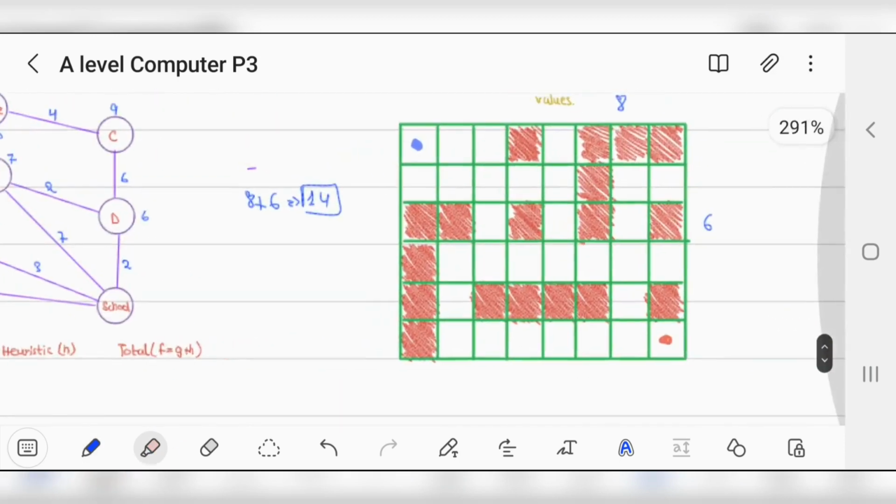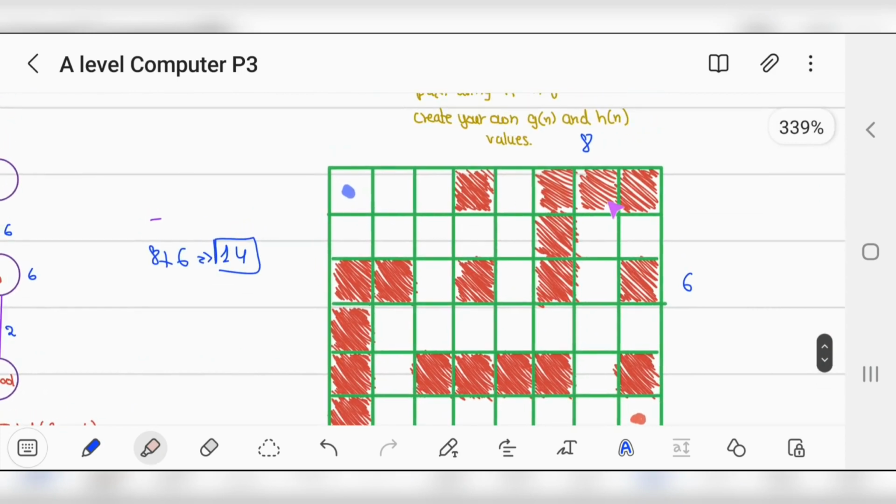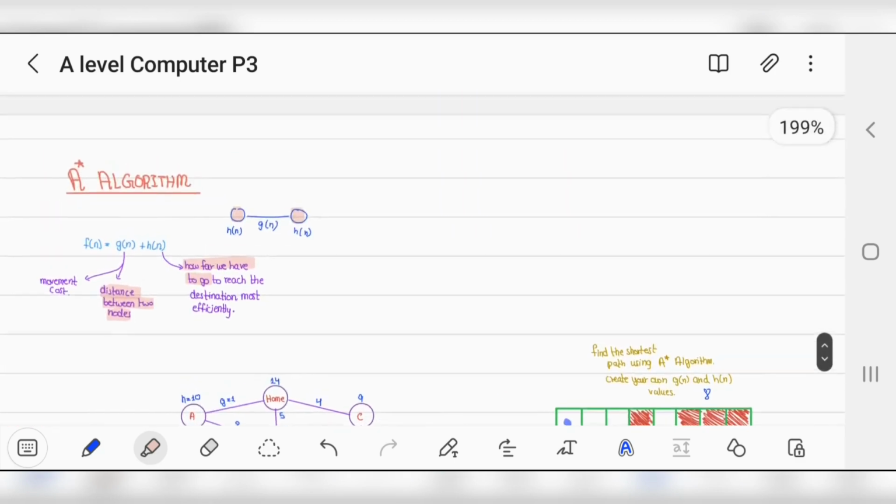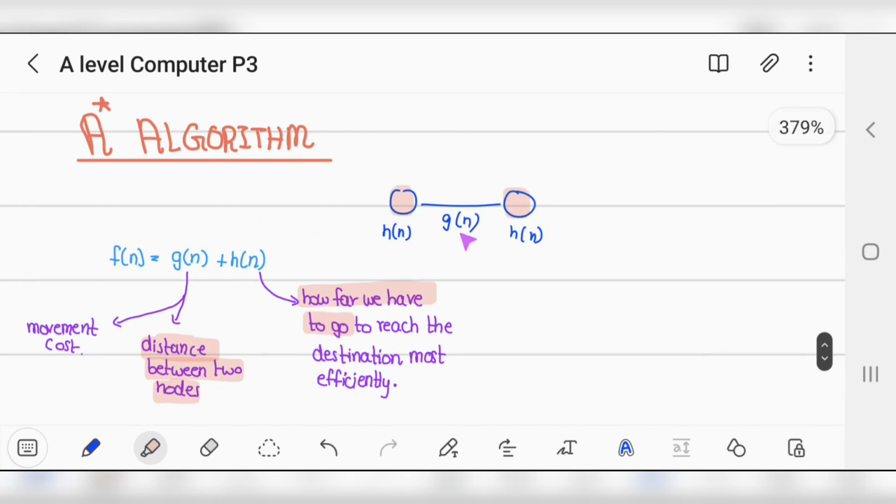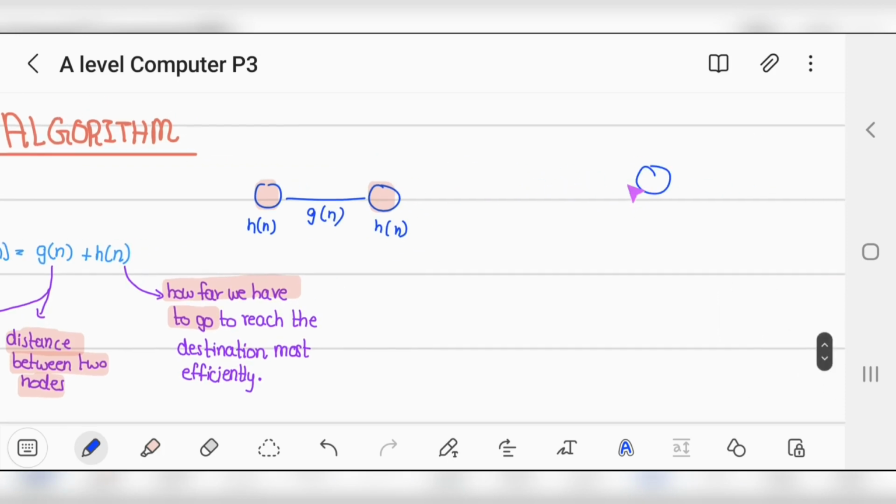Sorry sir, how far we have to go? We have to go 8 and then we have to go 6, which means we have to go 14. The cost, the distance, we have to go 14 meters or 14 centimeters or something like that, 14 units, 14 boxes. So this is Hn, and Gn is the movement cost between nodes, and H is telling us how far this node is from the destination point. This is the destination that we need to go.